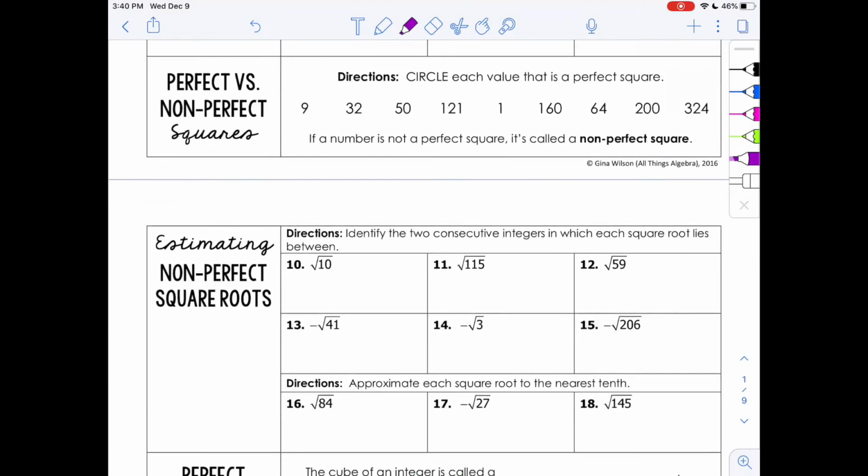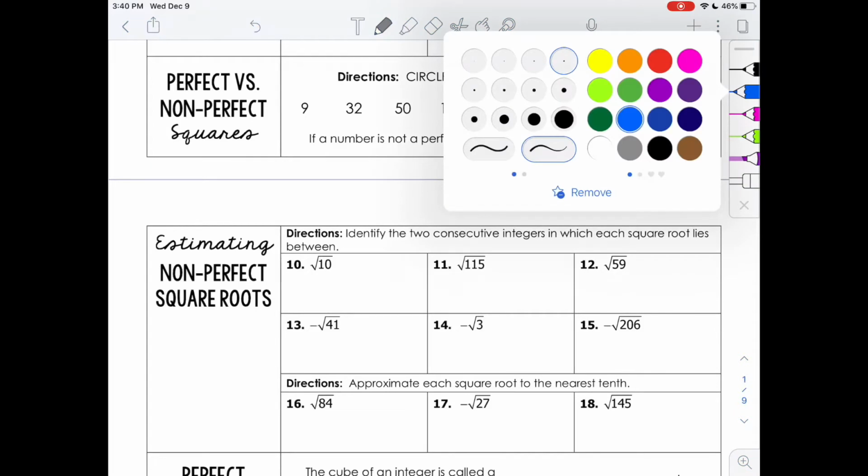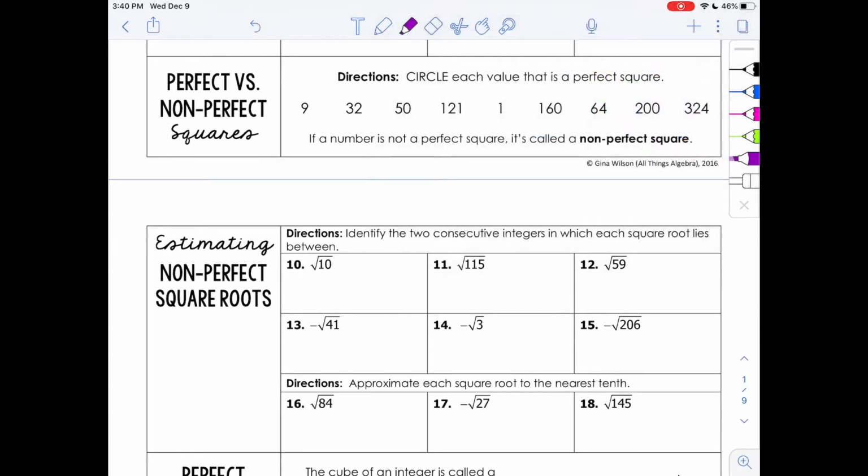Now, we have numbers that are called non-perfect squares. So for non-perfect squares, your square root is going to be a long decimal. And those are ones you have to do with a calculator. So what we want to do here is circle each perfect square. So that means we can think of a number, multiply it by itself to get this number. So 9 is a perfect square because we can say 3 times 3 is 9. 121 is a perfect square because we can say 11 times 11 is 121.